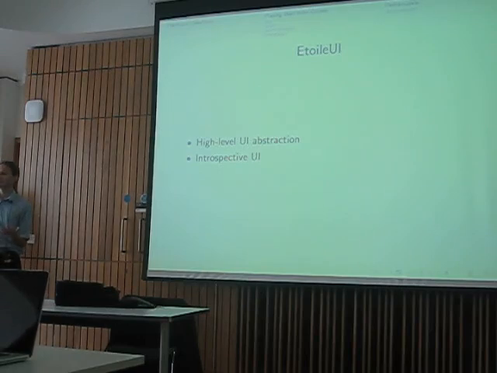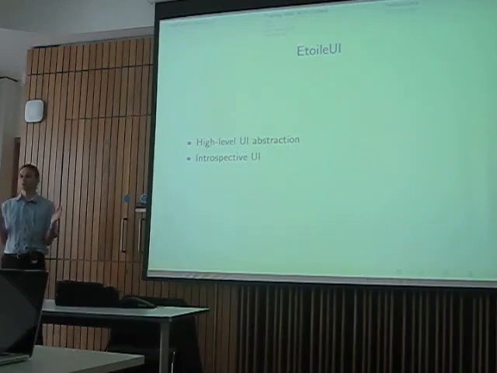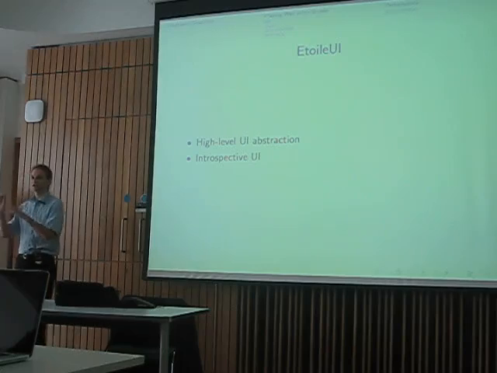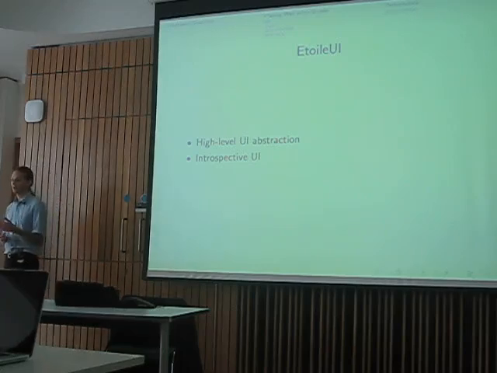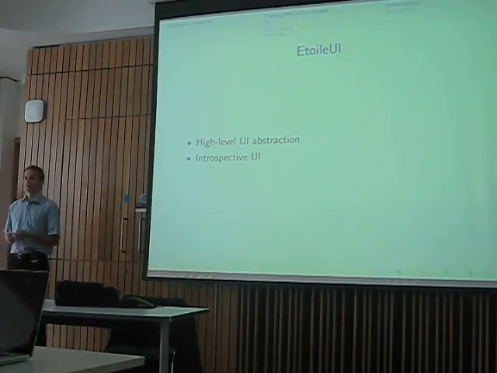Étoilé UI is a high-level abstraction for user interfaces. So it has things like a tool model, so we don't have a need for an interface builder with Étoilé UI, because you can just select the interface editor tool, and now when you click on a button, rather than it sending a button press, it gives you a little halo, and you can drag it around and copy it and stuff. It gives you a totally introspective user interface, so you can say, show me a meta model of the user interface, and now I have a view hierarchy tree.